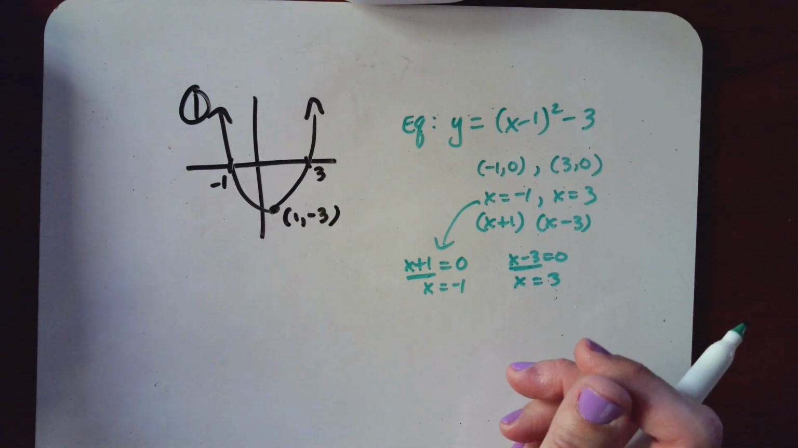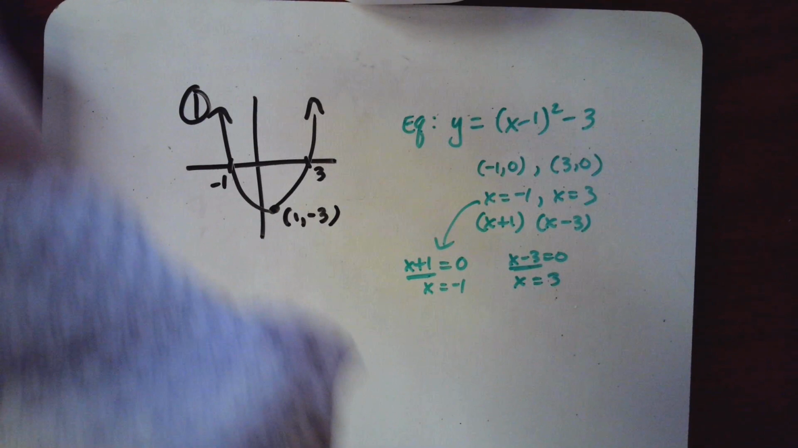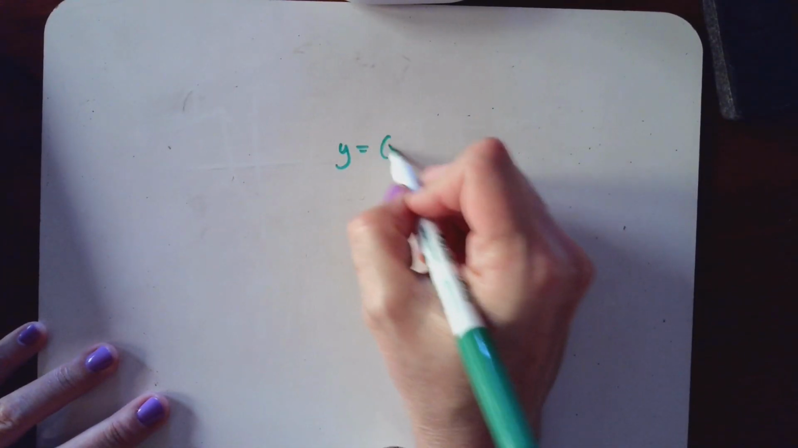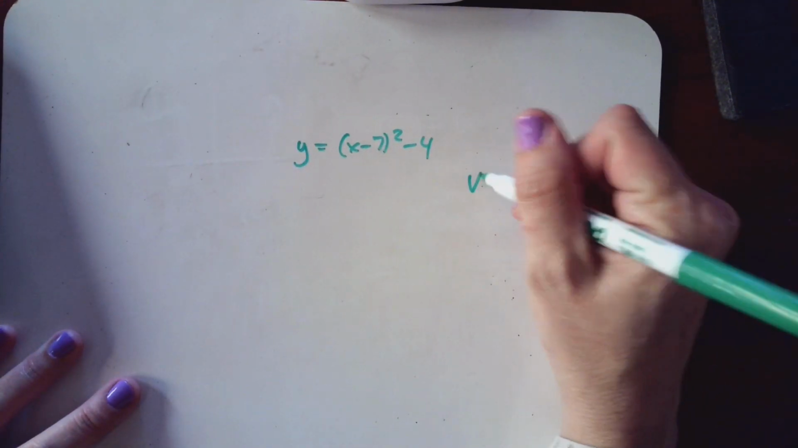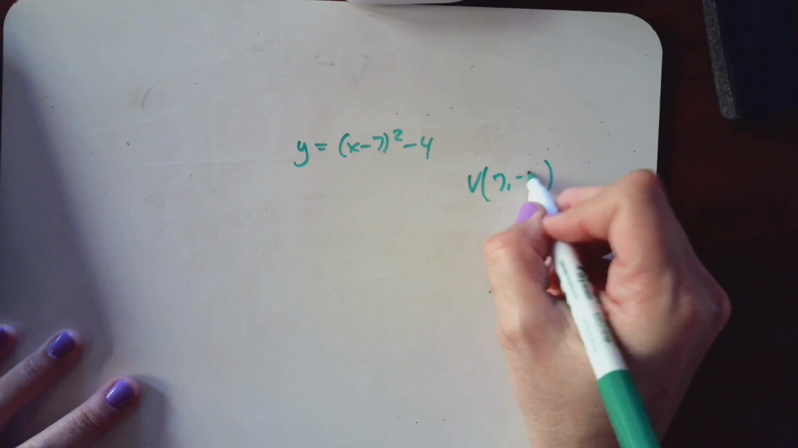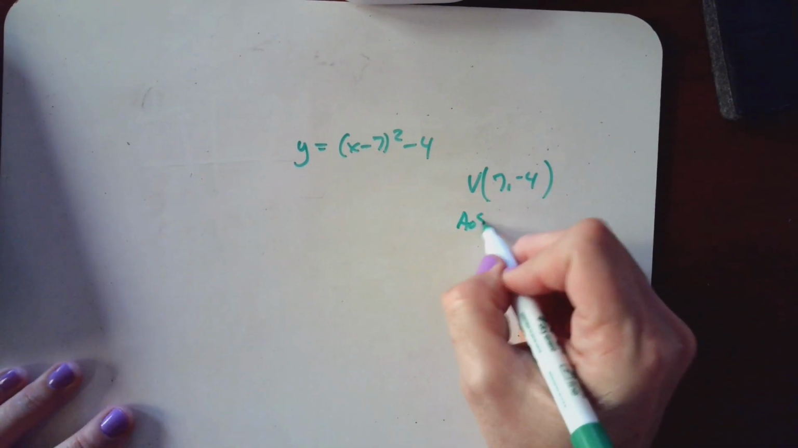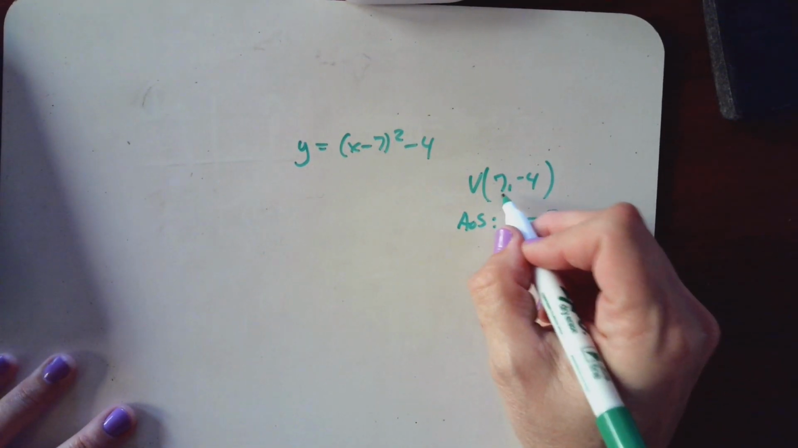All right, let's see. Okay, next one. So next one, you're given y equals x minus 7 squared minus 4. So right away I can tell you that the vertex, it moves right 7 down 4. So 7, -4. Axis of symmetry is going to be x equals 7. Remember, it's crossing at 7 right there.